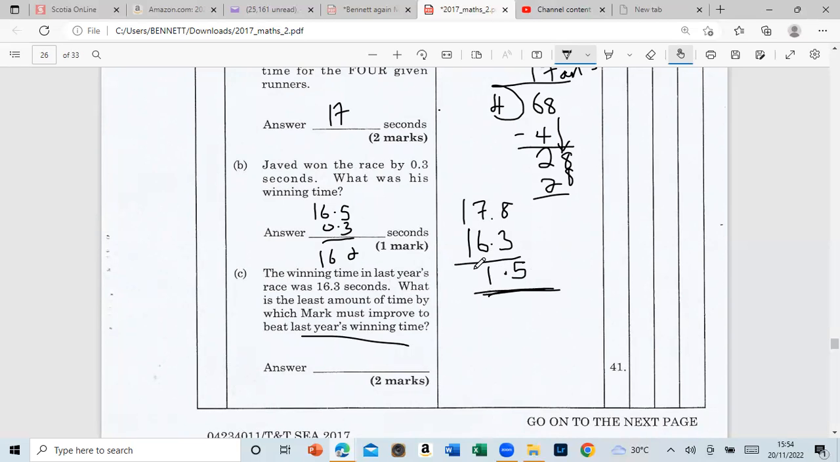But in order to pass it, as the question says, what is the least amount of time by which he must improve to beat it? So you have to beat it by at least a bit more. I'm gonna go with 1.4 seconds. Remember, the lower times are the better. So these are very nice questions from Trinidad. So it will be 1.4 seconds.